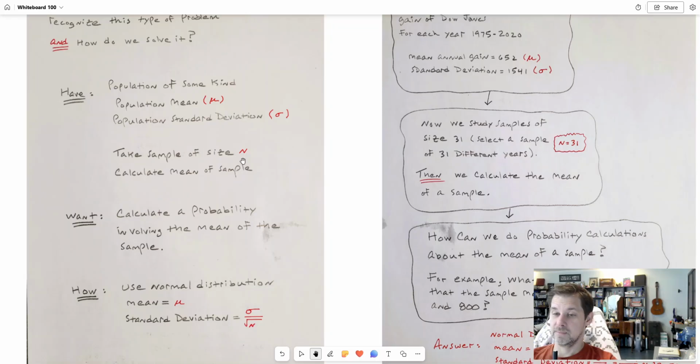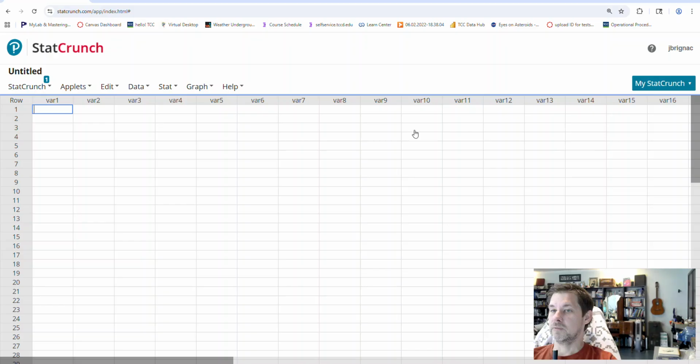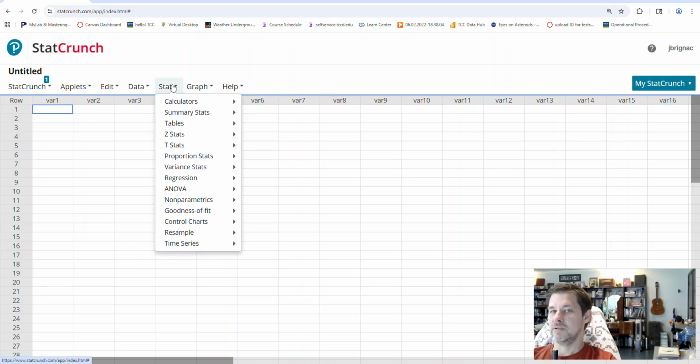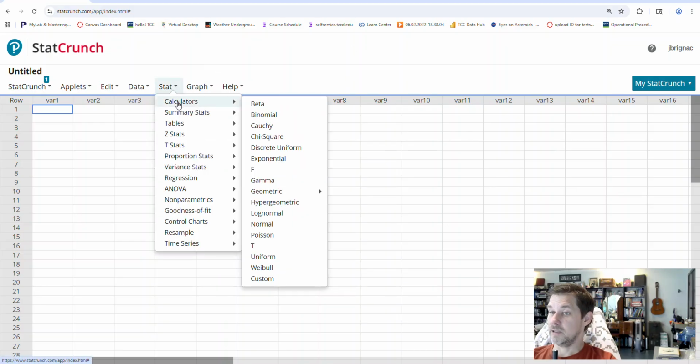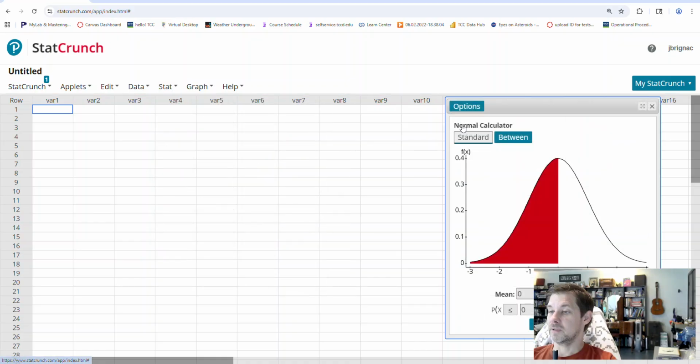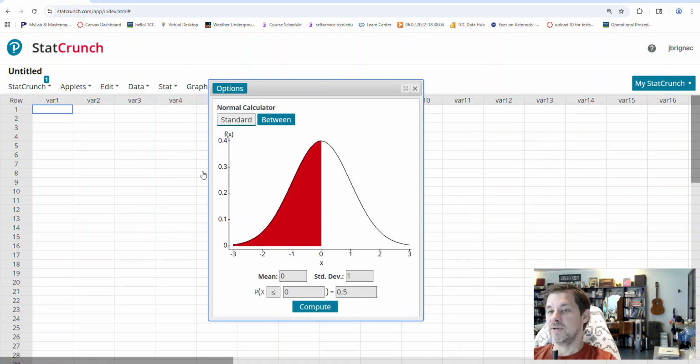I say use a normal distribution. Well, how do you use a normal distribution? Well, one way you can do it that's pretty easy is you can go to StatCrunch, you can go to calculators, and then you can go to normal, and you can do calculations very easily with a normal distribution that way. So that's what I mean when I say we'll use a normal distribution.